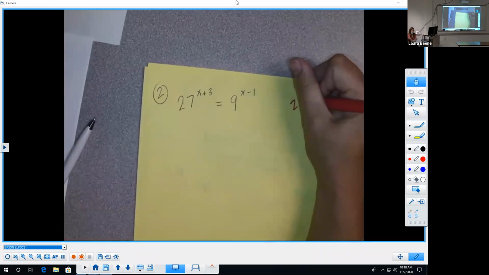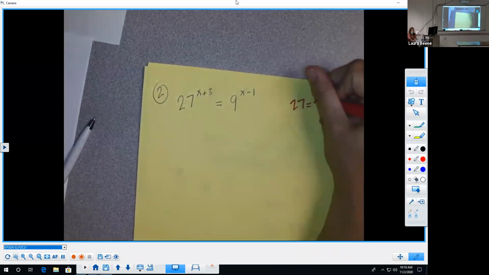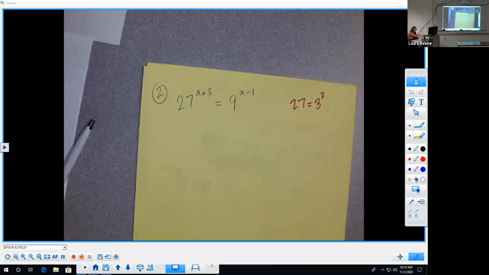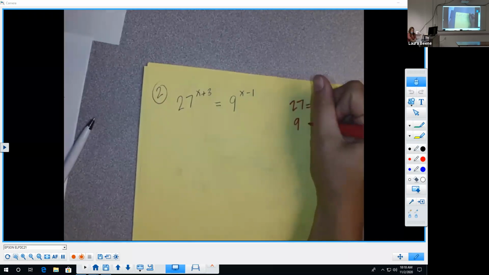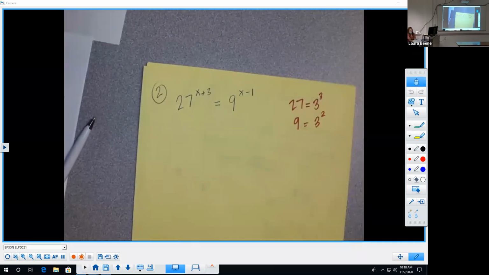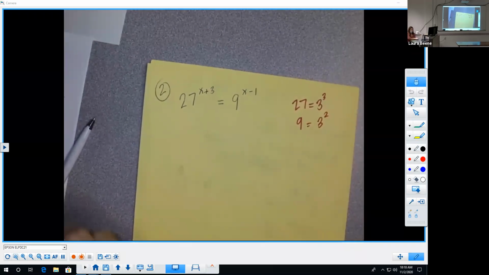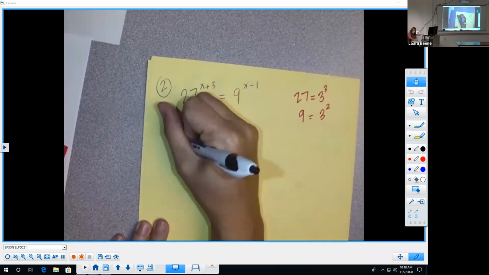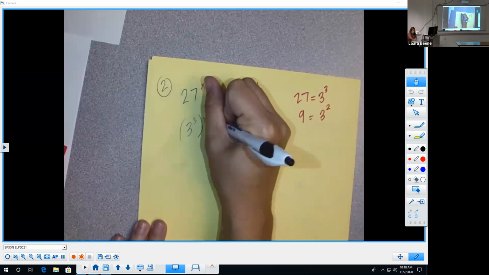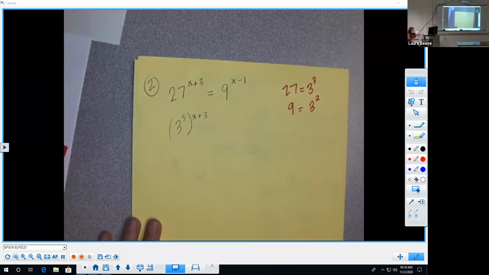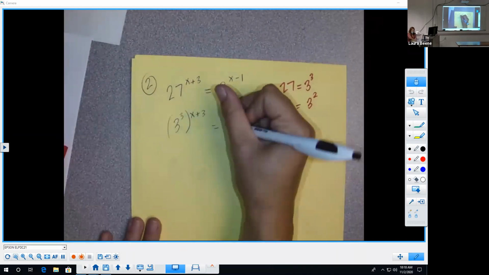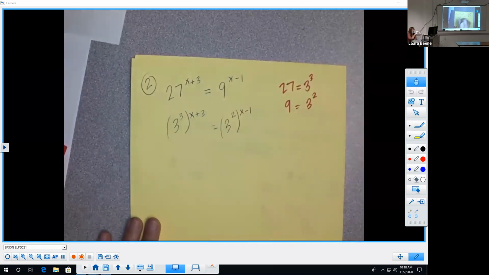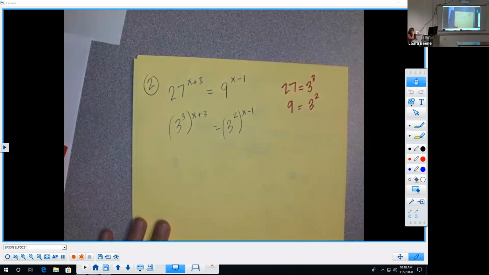27 is the same thing as 3 to the third power. And 9 is the same thing as 3 squared. So I can rewrite both of these. So instead of 27, I'm going to write this as 3 to the third power, and that's raised to the x plus 3 power. And 9, I'm going to write that as 3 squared, and that's raised to the x minus 1 power.